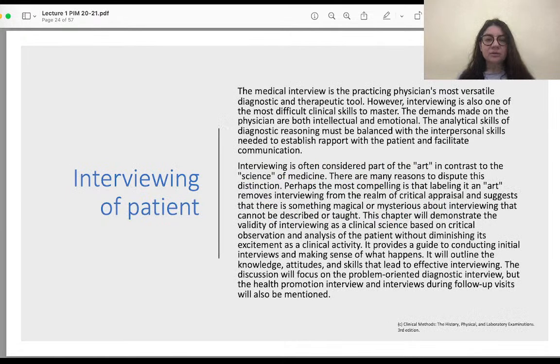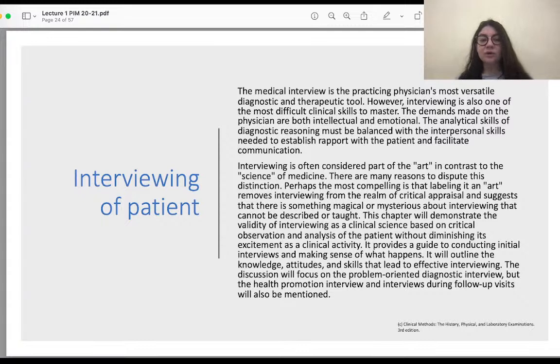The medical interview is the practicing physician's most versatile diagnostic and therapeutic tool. However, interviewing is also one of the most difficult clinical skills to master, and demands made on the physician are both intellectual and emotional. The analytical skills of diagnostic reasoning must be balanced with the interpersonal skills needed to establish rapport with the patient and facilitate communication.